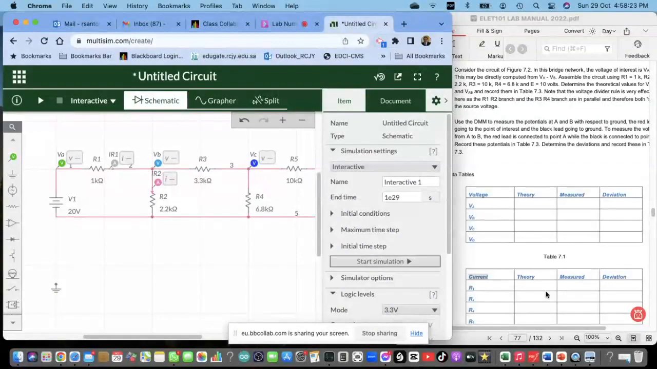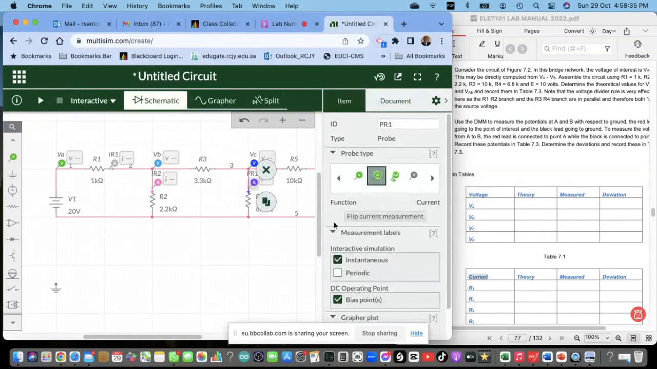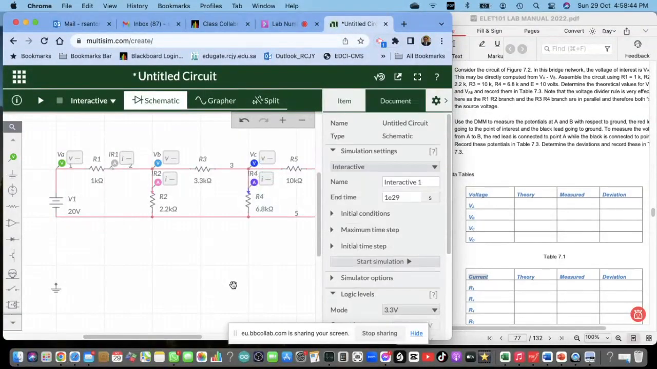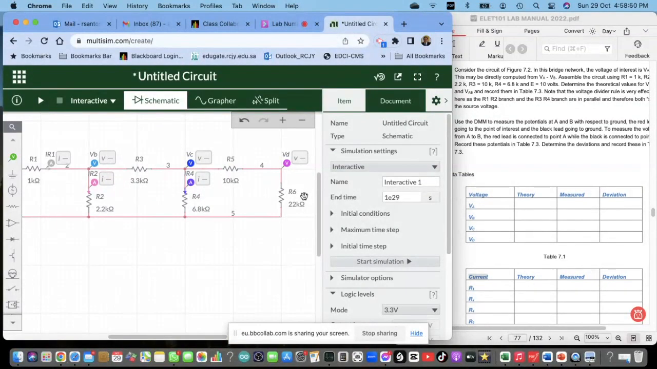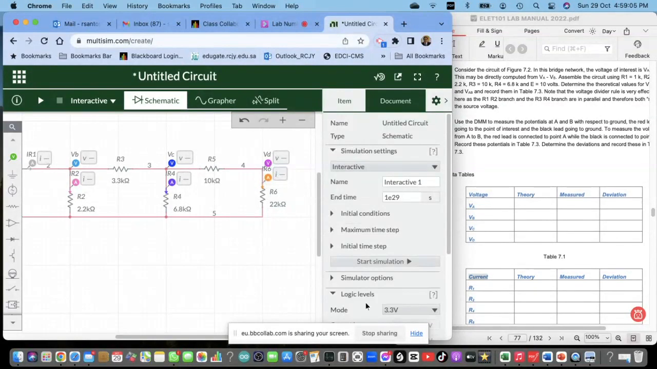So we have IR1 and IR2. What else do we need? IR4. Along this path is IR4, so let's put a measuring instrument here for the current and call it IR4. Then the last part we have here is IR6. So we need to measure IR6, and this one would be IR6.